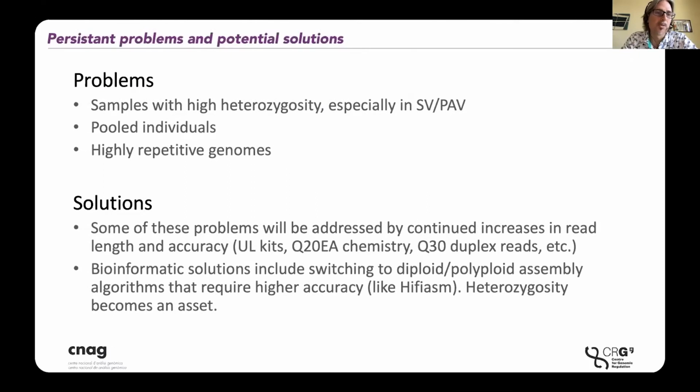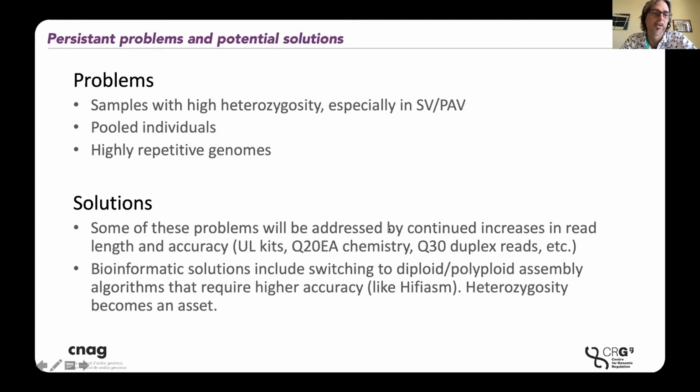The remaining problems are kind of the same as always. Sometimes we have samples with high heterozygosity, especially in structural variants or presence-absence variation. Sometimes we have samples where individuals were pooled, so we kind of have a population. And sometimes we have highly repetitive genomes that even with the current long reads, we still end up with fragmented assemblies. But these are going to be addressed as the read lengths continue to increase.